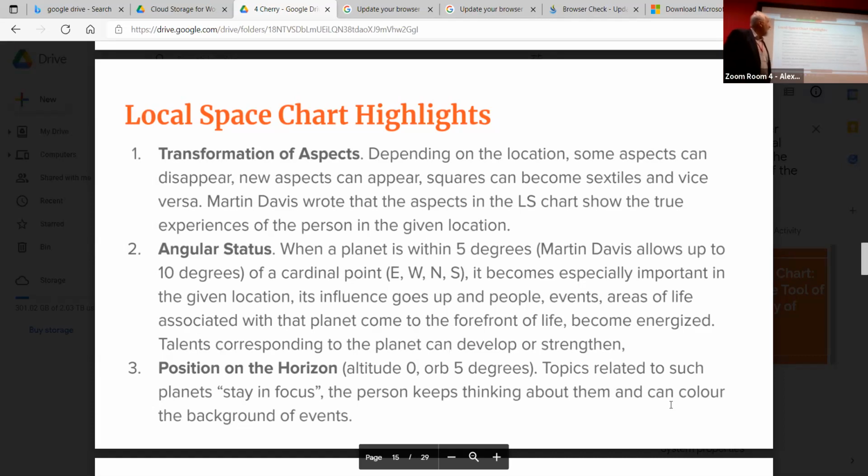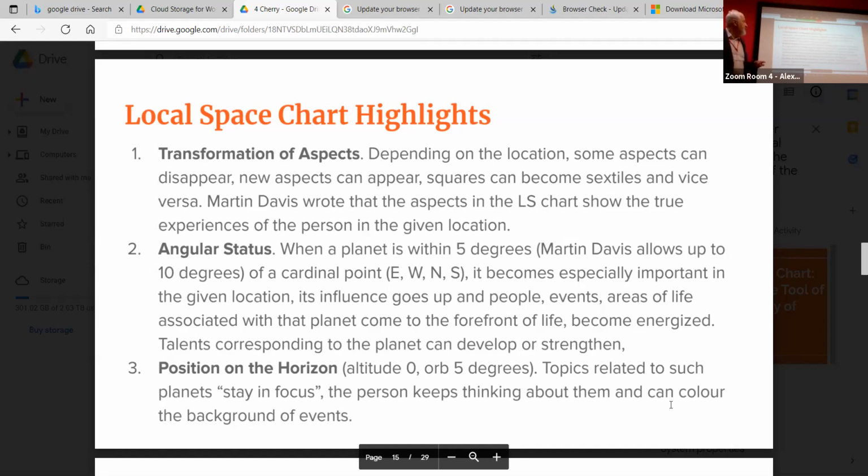And interestingly, Martin Davis, who is probably the world's top authority in the astrology of space, wrote that the aspects in the local space chart really show the true experiences of the person in the given location. And I will show you that there is an aspect in the natal chart of Arnold Schwarzenegger, but it doesn't appear in the local space chart for the place of birth. So there is a talent potential. There is something special in him, but it's not discovered if he will stay where he was born. That's also possible. So this is one of the most important and interesting features of the local space chart, transformation of aspects. We'll have a look at the details in a little bit.